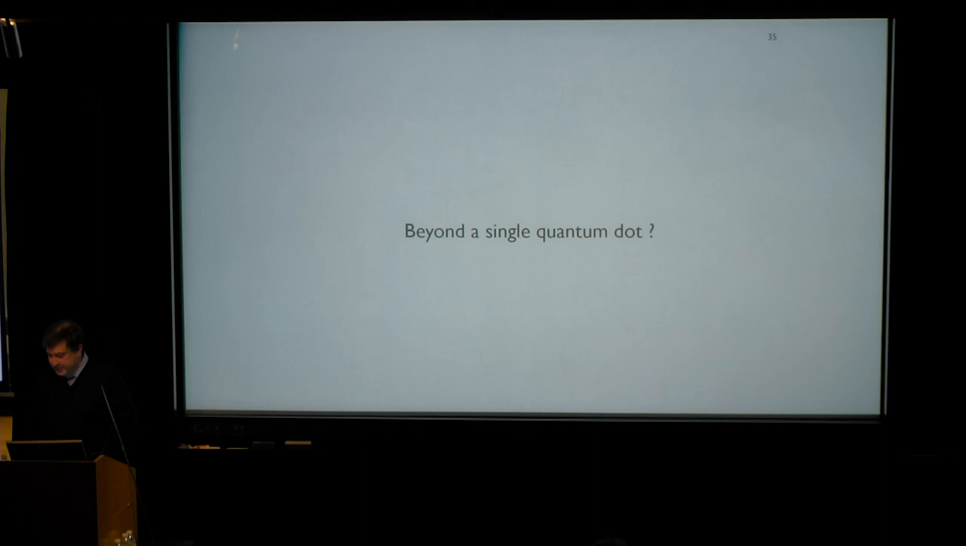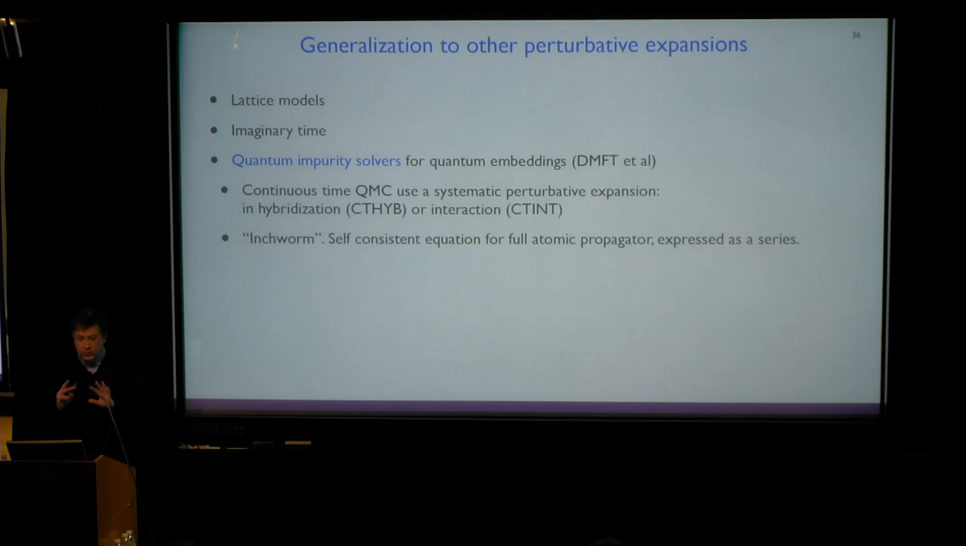So now, to answer your question, what we want to do here is, of course, to move away from this simple example. There are different kinds of problems we can look at. Lattice problems, we want to go from one dot to a lattice problem. Imaginary time, as I said, quantum impurity solvers are a natural target because continuous time Monte Carlo uses perturbative expansion to extremely high order. And there are more sophisticated versions of these.